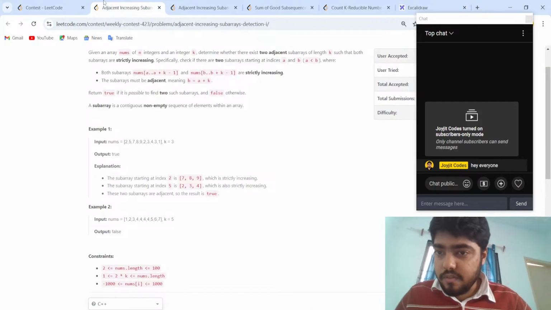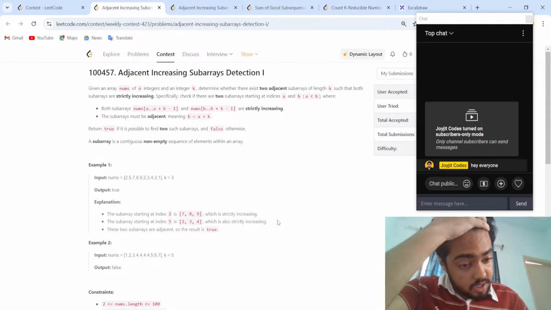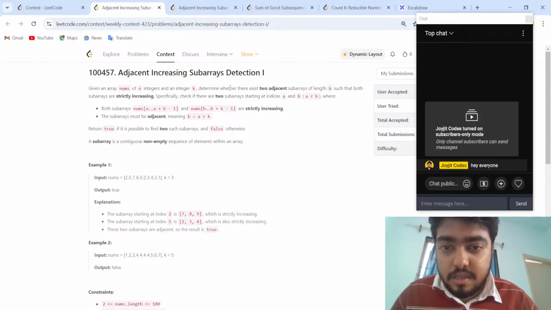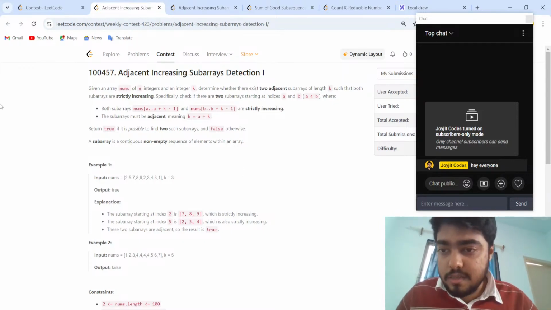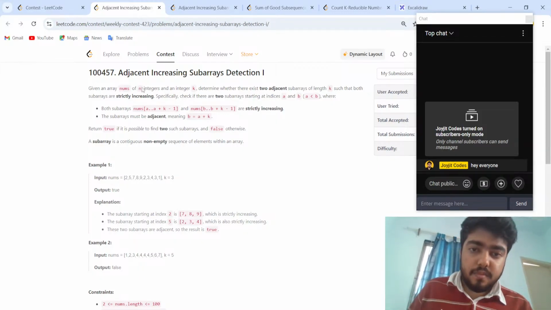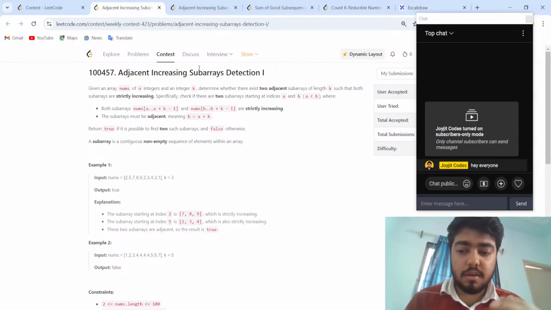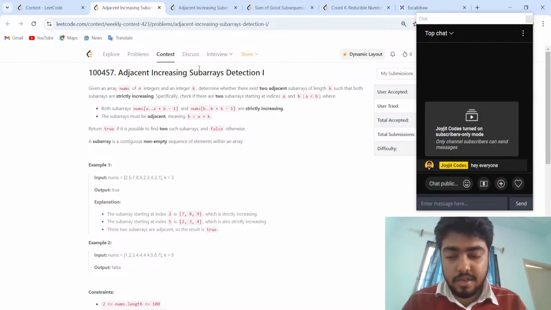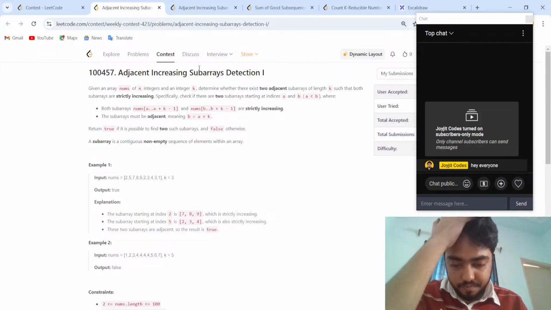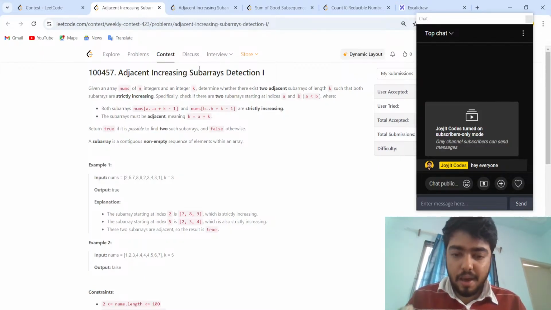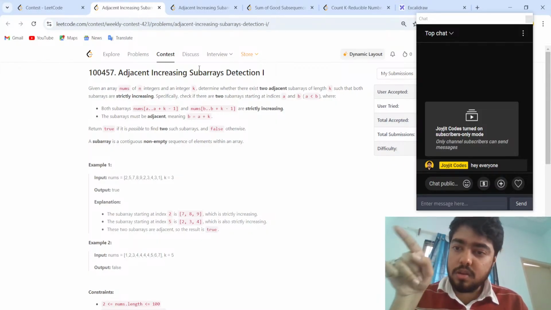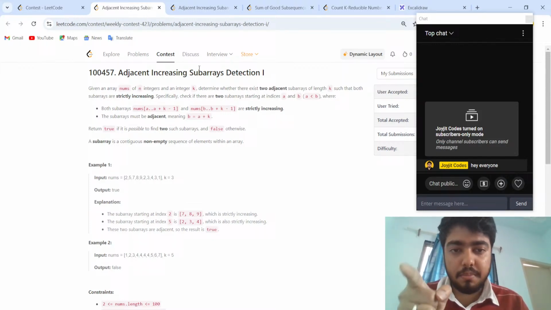Okay, so let's start with the first problem of today's Leetcode challenge. That was Adjacent Increasing Subarrays Detection part 1. What the problem states is basically you're given an array nums of n integers and an integer k. You have to determine whether there exist two adjacent subarrays. What do we mean by adjacent? It means that they are one right after the other. Both subarrays must be strictly increasing. Specifically, check if there are two subarrays starting at indices a and b, such that both of them are increasing and both of them are adjacent.